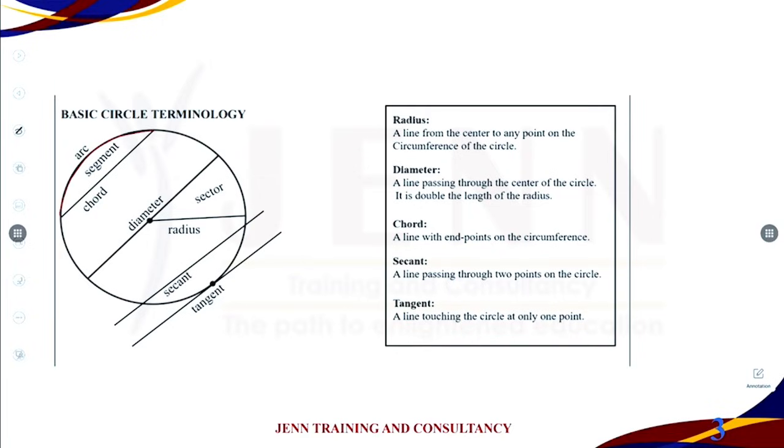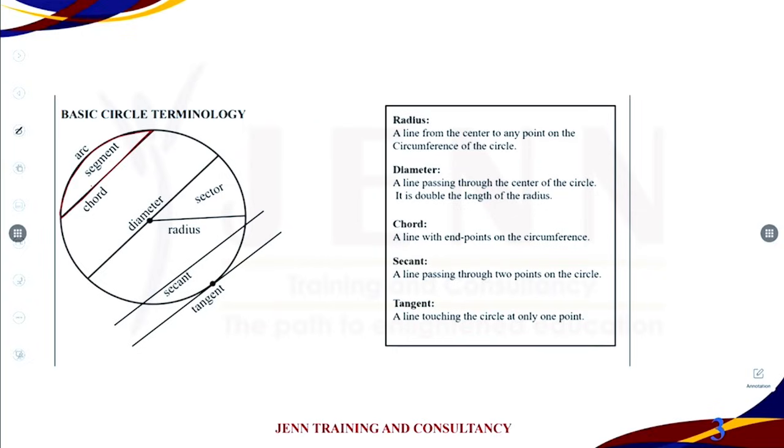And then this portion that you see, we now call it a segment. And then a chord is a line with the endpoints on the circumference, which means any line where its endpoints are on the circumference, we can call that line a chord. So this is our chord. And then this portion, we call it a segment.